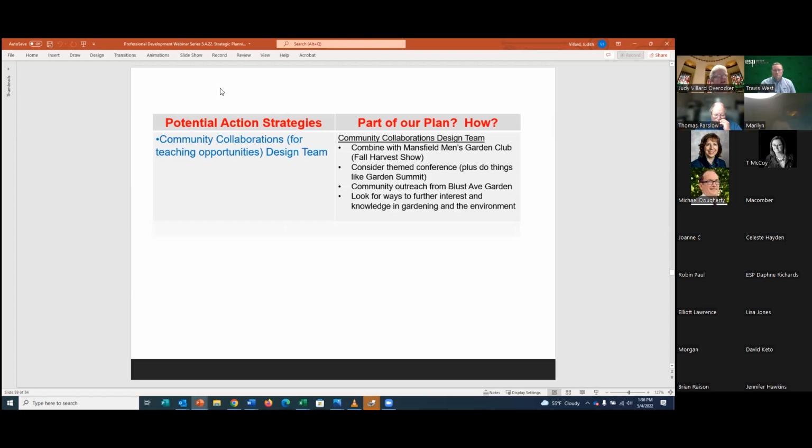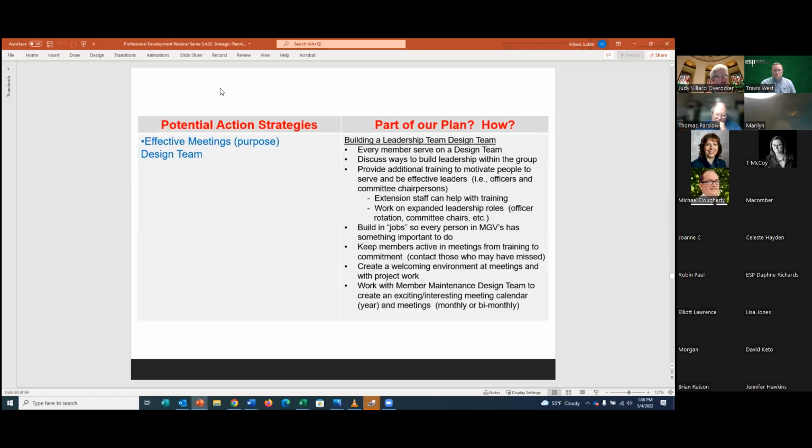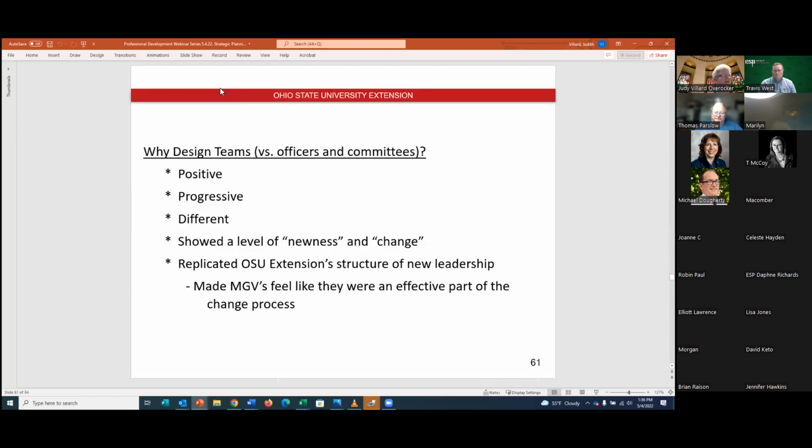And we had a community collaborations team and we had an effective meetings design team that was going to take a look at the purpose of the organization. And you can see the things that are listed there: how extension staff is going to help, how we're going to build leadership within the team. We're going to have better meetings. And look here, the last one, we're going to work with the member maintenance design team to create an exciting and interesting meeting calendar. So now they're finding ways to work together.